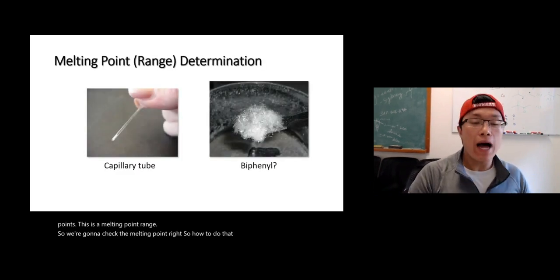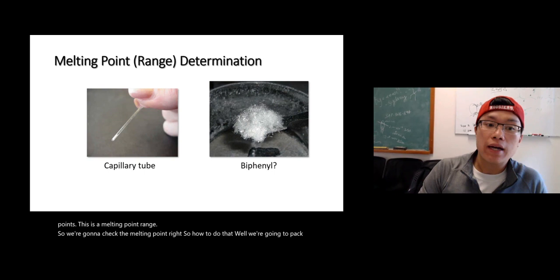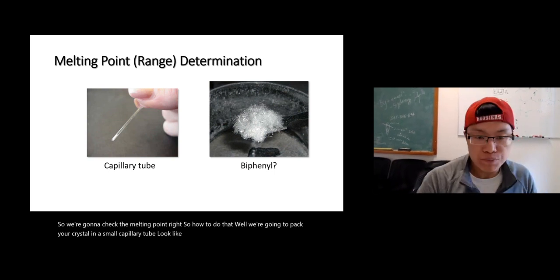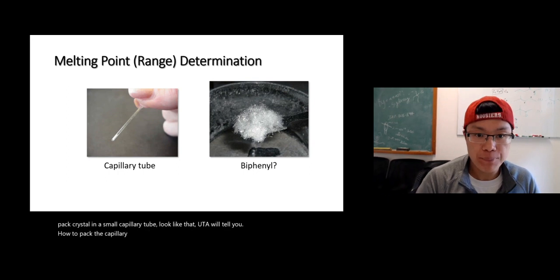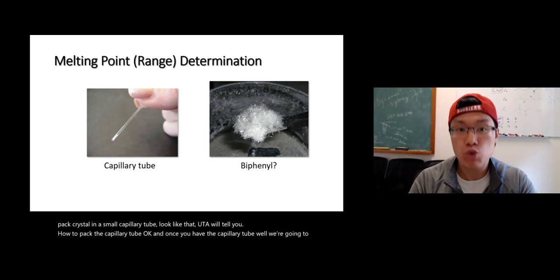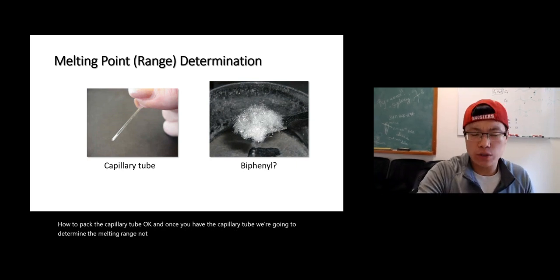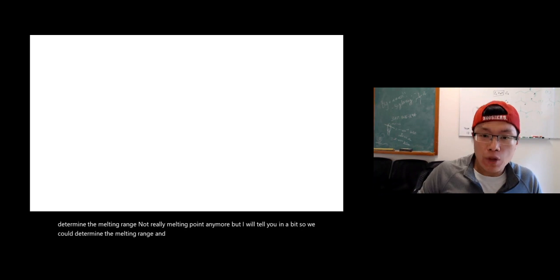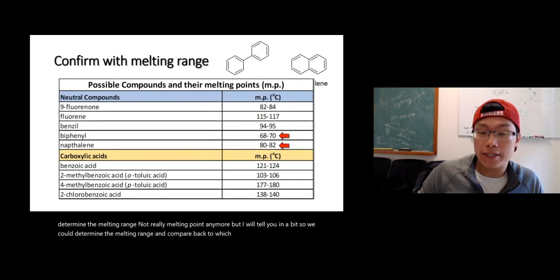Well, we're gonna pack your crystal in a small capillary tube, looking like that. Your UTA will tell you how to pack the capillary tube. And once you have the capillary tube, we're gonna determine the melting range. It's not really a melting point anymore, but I'll tell you in a bit. We determine the melting range and compare back to see which one you get.